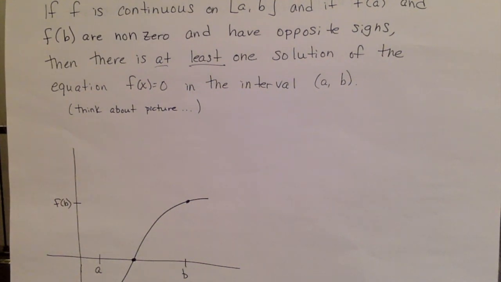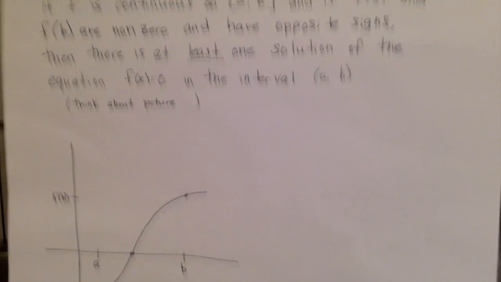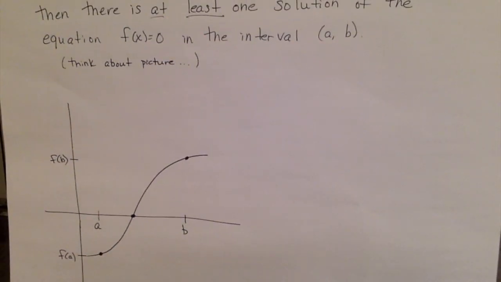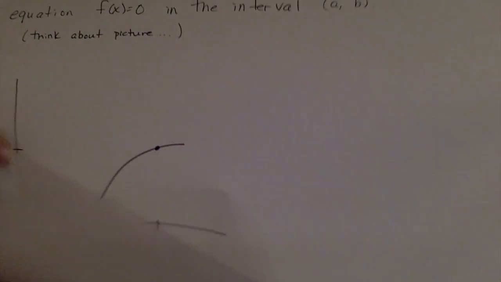Could we have more? Yeah, we could. If this graph had done some wiggling around in here, we could have had more than that. But we know we will have at least one solution of the equation from the interval from a to b. Okay, so that's basically what that theorem is saying, and that is what is going to help us be able to find a 0 of a function. And in fact, let's take a look at this example.